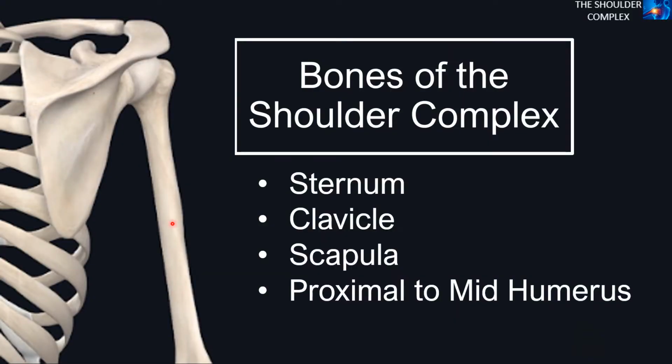We have four bones composing the shoulder complex. First, we have the sternum. It is a flat bone that lies in the midline of the anterior chest wall, which is actually not seen in this picture. Next, we have the clavicle. So this is the clavicle. By the way, the picture is in the posterior view. So this is your clavicle. It is the most commonly fractured bone in the body. We also have the scapula that is triangular in shape, located posteriorly, and the humerus, specifically the proximal to mid humerus.